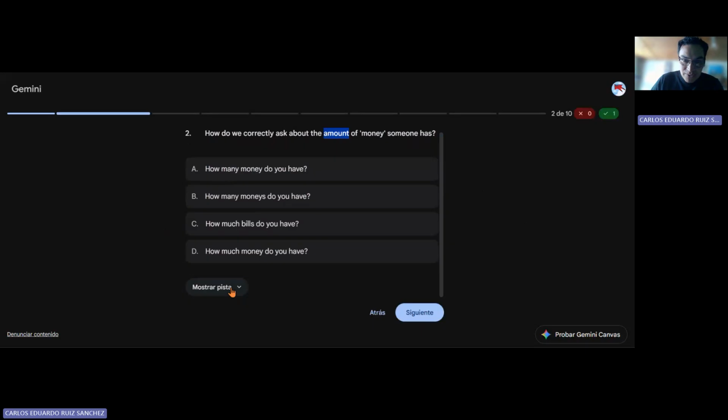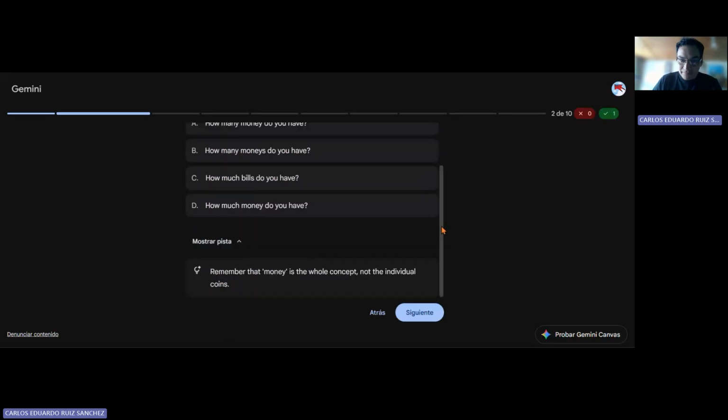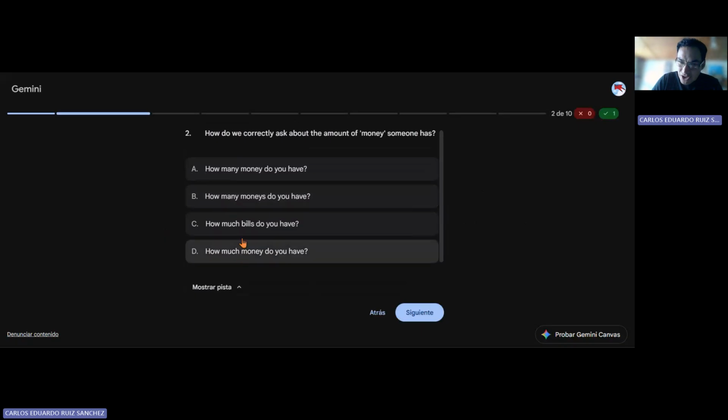Wow. I am going to read the clue. It says, remember that money is the whole concept, not the individual coins. I told you, we got money as a whole concept, not one bill, two bills, no, one coin, two coins, no. So this is an uncountable. Yes, we use many or much for uncountable. Do we use many or do we use much? Yes. Do we use much?